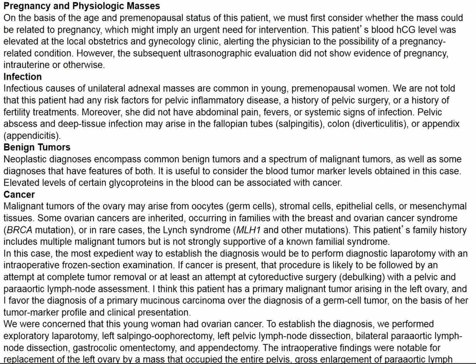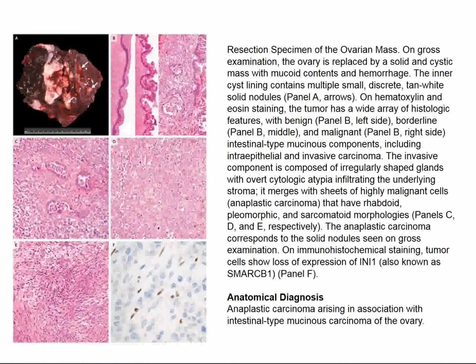So the discussion concerns pregnancy and physiological masses. That's not the case here. Possible infectious causes of a pelvic mass, benign tumors, but with a positive pregnancy test, we have to reason with some sort of an ovarian cancer. And since the lesion wasn't cystic in this imaging study, I would guess that this is not a cystadenocarcinoma of the ovary, but it's likely to be perhaps a mucinous tumor. And so a biopsy was done, and this is an anaplastic carcinoma in association with an intestinal type mucinous carcinoma of the ovary.